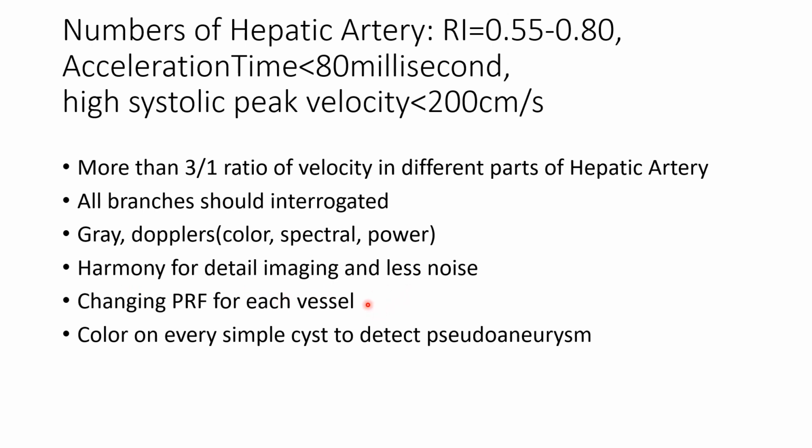And we should change the PRF for each vessel, color on every simple cyst, and we should forget simple cyst. We don't have simple cysts in a patient that has a transplanted liver. So we should forget it. It should be abscess. We should interrogate for dilated portal vein, dilated bile ducts, etc.